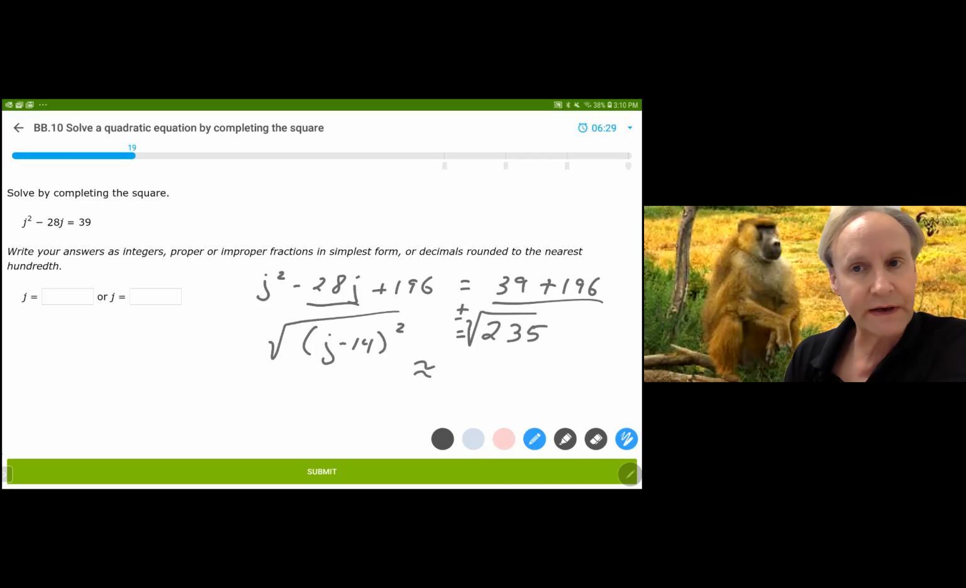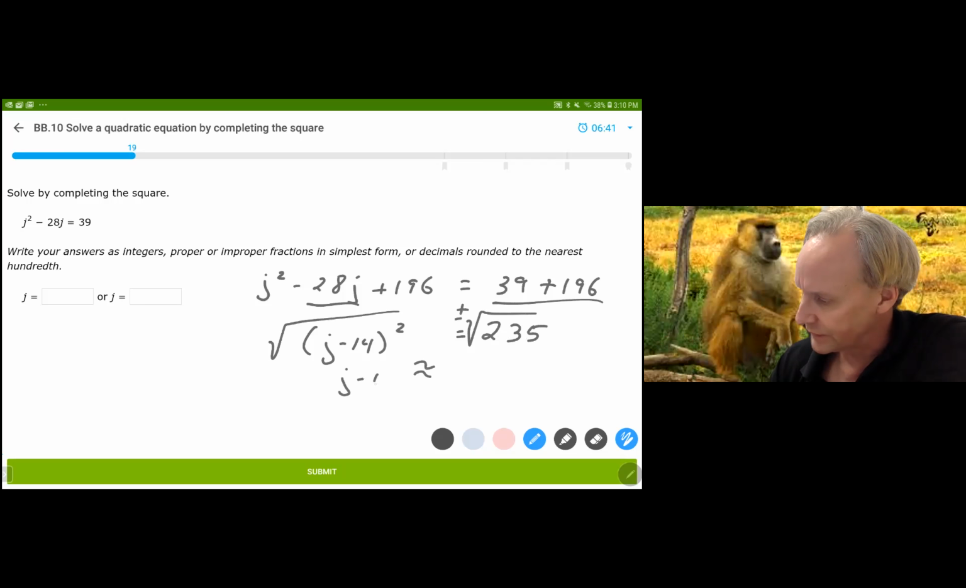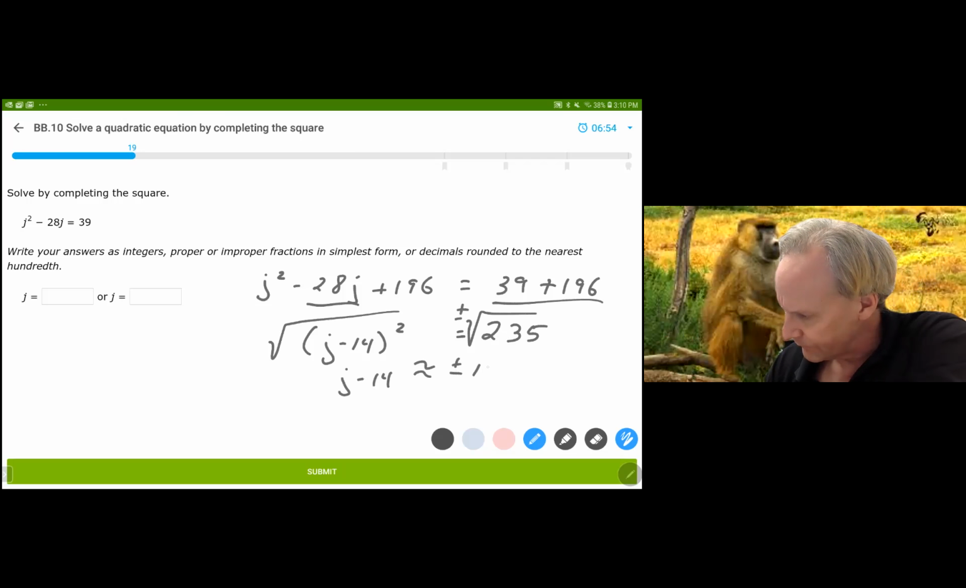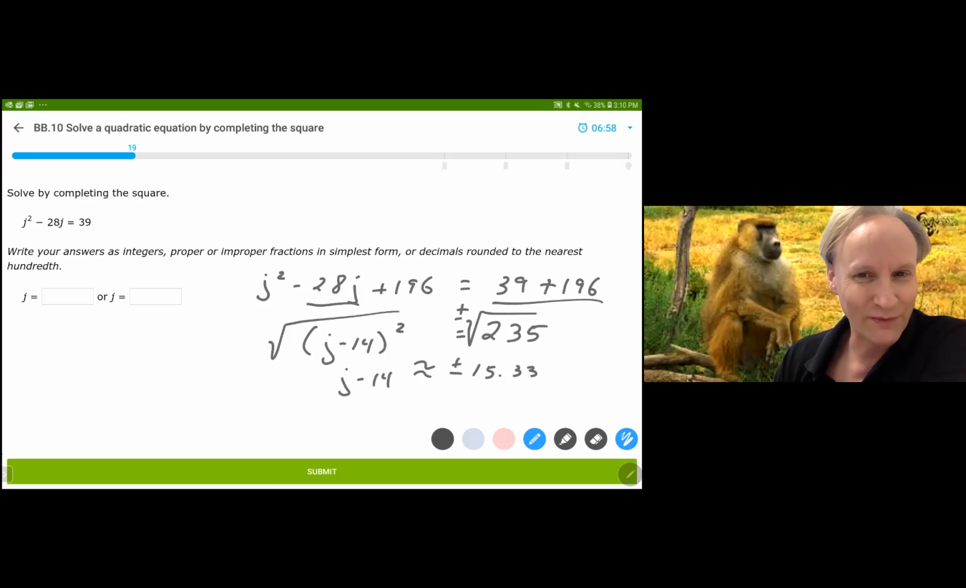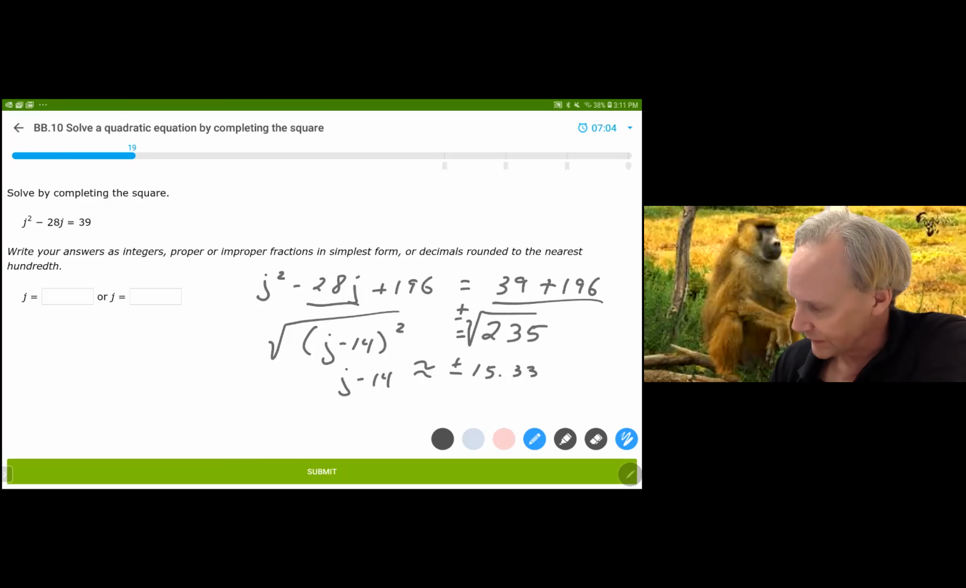And 235 is between 20 and 21. So I'm just going to guess 20.5, more or less. So j minus 14 should be equal to plus or minus the square root of 235, which is about 15.33. I was thinking of 441 instead of 241. Anyway, there it is. I'm going to add 14 to both sides.